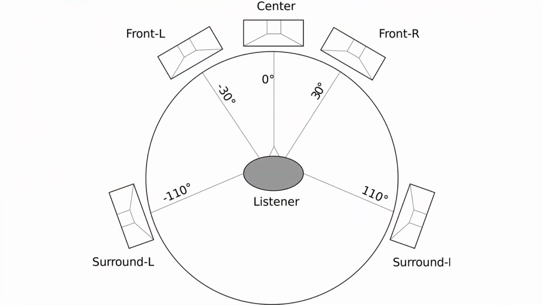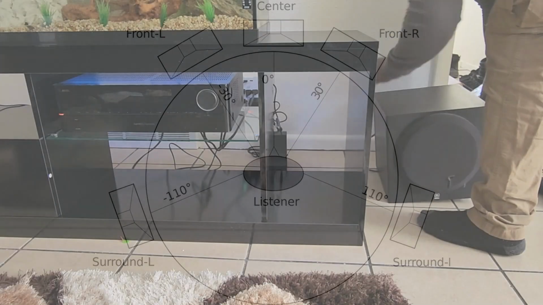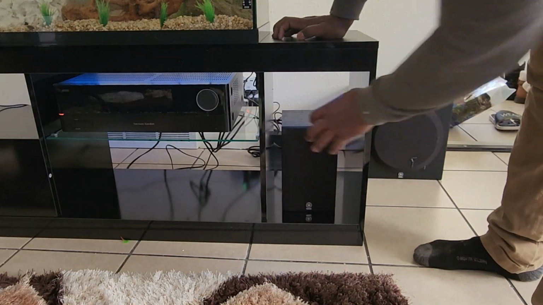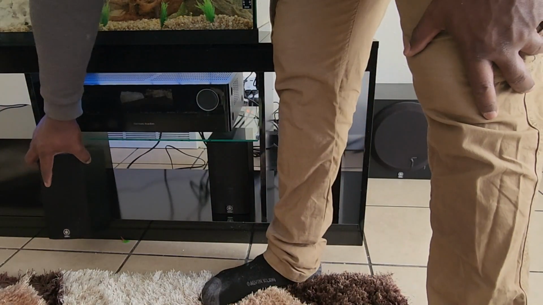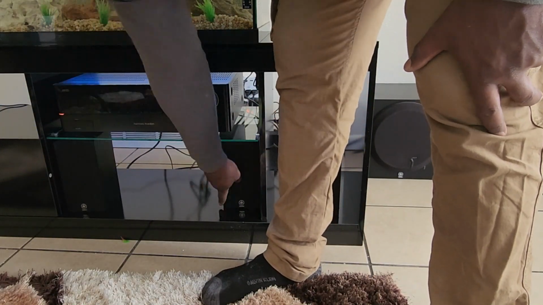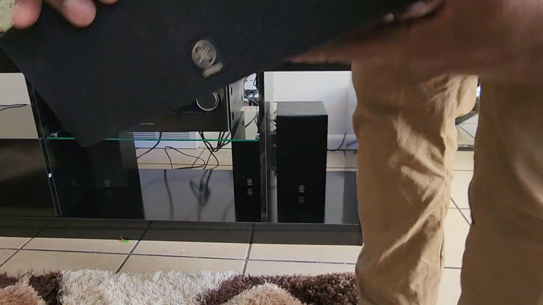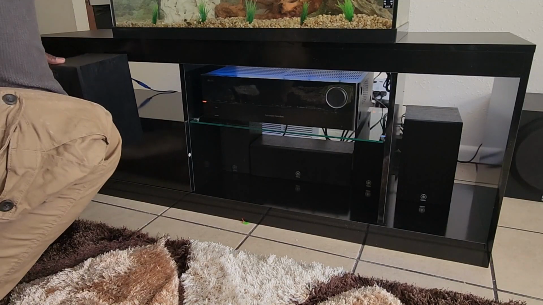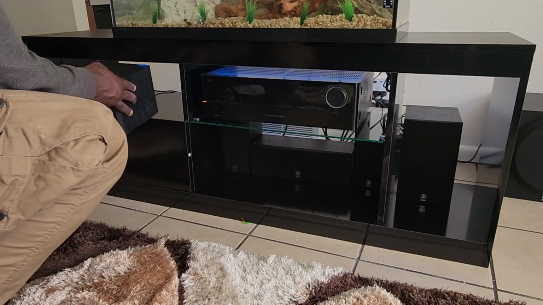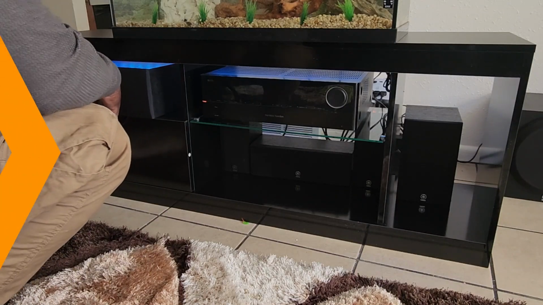This is the professional layout, but I will lay out mine a little different because of spacing and a neat presentation. I'll place my subwoofer here. This is the front left speaker. The surround left speaker goes here, and the surround right speaker goes here. The center speaker goes here, and the right front speaker goes here. I will have to turn this on the side for it to fit.